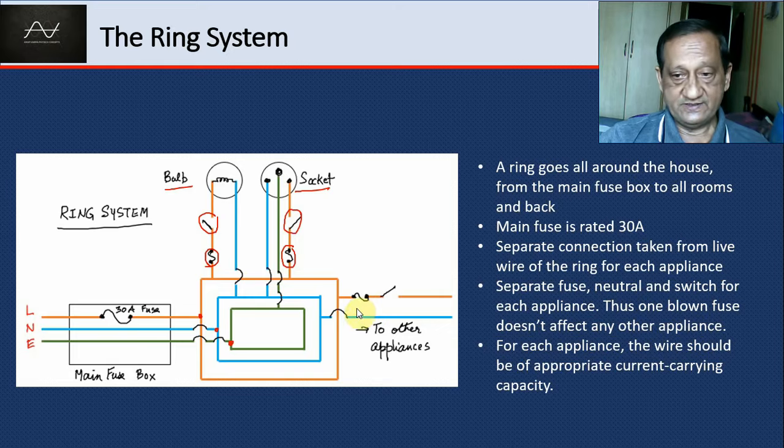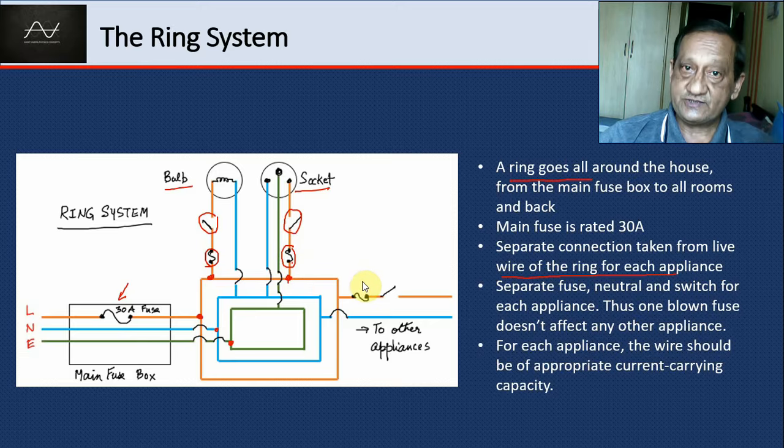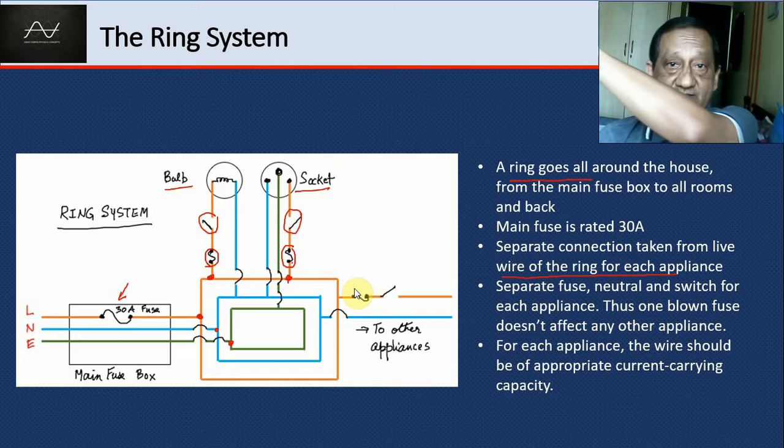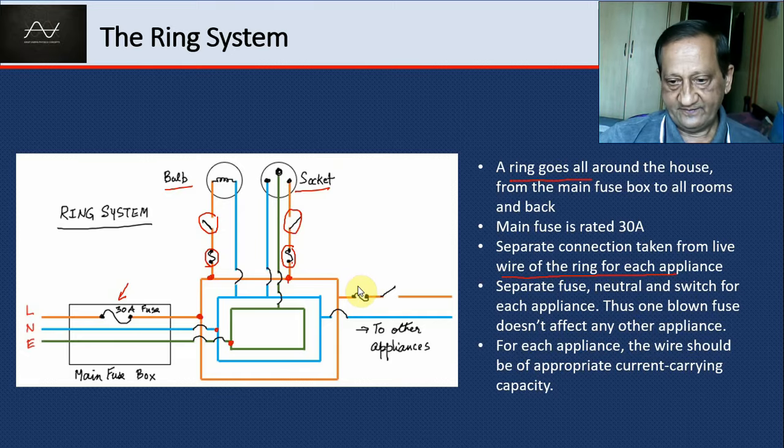Okay, so that is a ring system. A ring goes all around the house. The main fuse is rated 30 amperes here. But now you see the connection that we are taking. There's a separate connection from the live wire of the ring for each appliance. Separate connection, separate connection. And you can put a fuse and a switch in that line. It gives us flexibility. If the fuse of this socket goes off, that doesn't affect other appliances at all. But in the tree system, if one fuse blows, then all the appliances in that room go off. Okay.